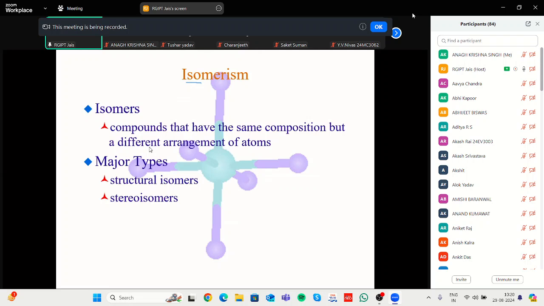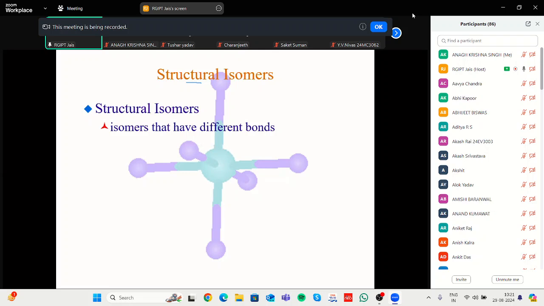First is structural isomerism, based upon which type of structure exists. Second is stereoisomerism, which has different stereochemistry, whether it exists in E form or Z form, or cis form or trans form. That is how it is majorly divided into two categories. First is based upon structure, second is stereoisomer. First of all, if we come to structural isomers, isomers having different bonds.